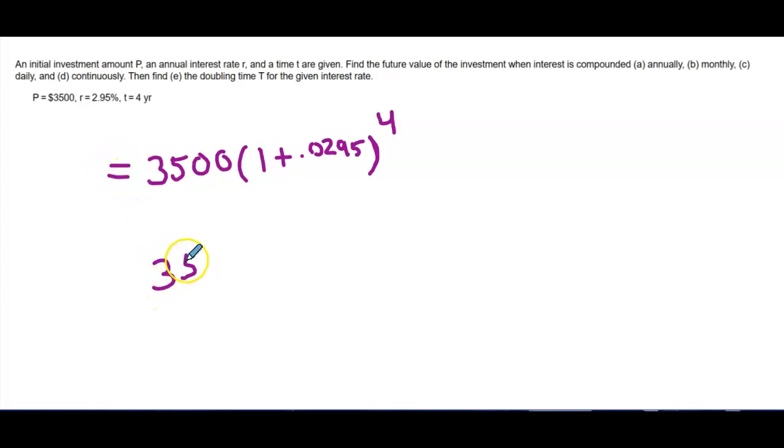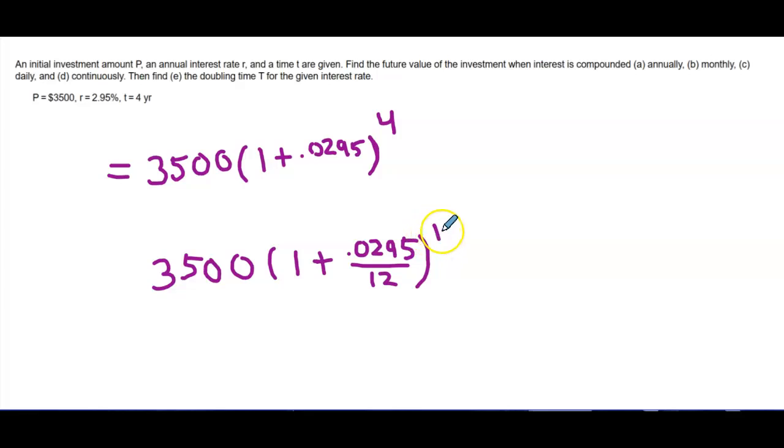To do this monthly, it's the same idea, but rather than apply the growth factor once a year, we're doing it 12 times a year. So we divide it into 12 pieces, and then 12 times a year over the course of 4 years will amount to 48 factors of this. And again, we can do this in the calculator as well.